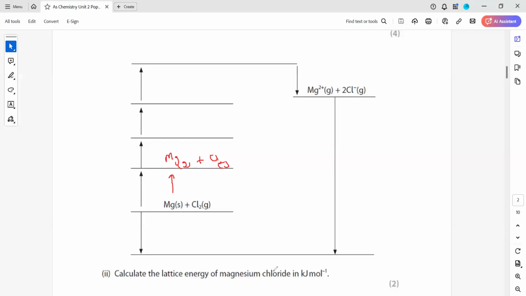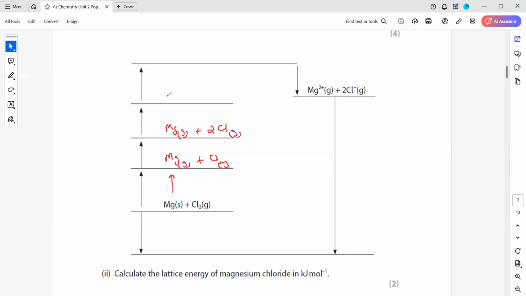Then we can atomize chlorine as well, converting the chlorine molecule into chlorine atoms. But it will be twice. So this will produce, magnesium is already gas, and 2 chlorine atoms in a gaseous state.